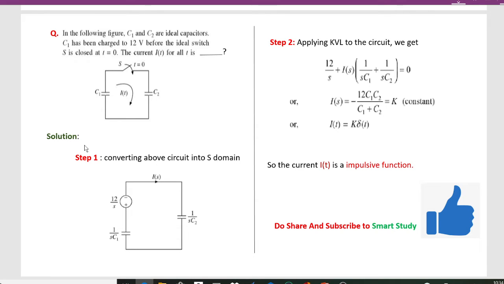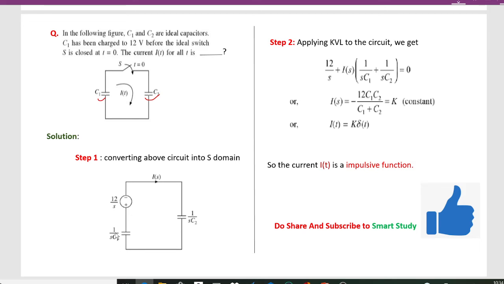The very first step is converting this circuit into the S domain. If you convert this circuit into the S domain, C1 is charged to 12 volts. Since the voltage source is converted into the S domain, we can write it as 12 upon S, and again we have one capacitor C1 and another capacitor C2. To convert the capacitors into the S domain, we can write 1 upon S C1, and similarly for C2 it can be written as 1 upon S C2.